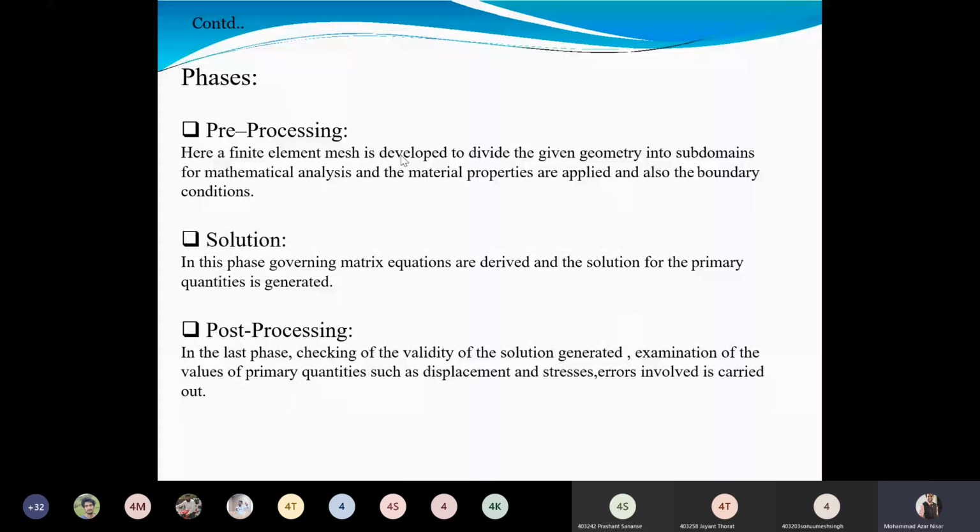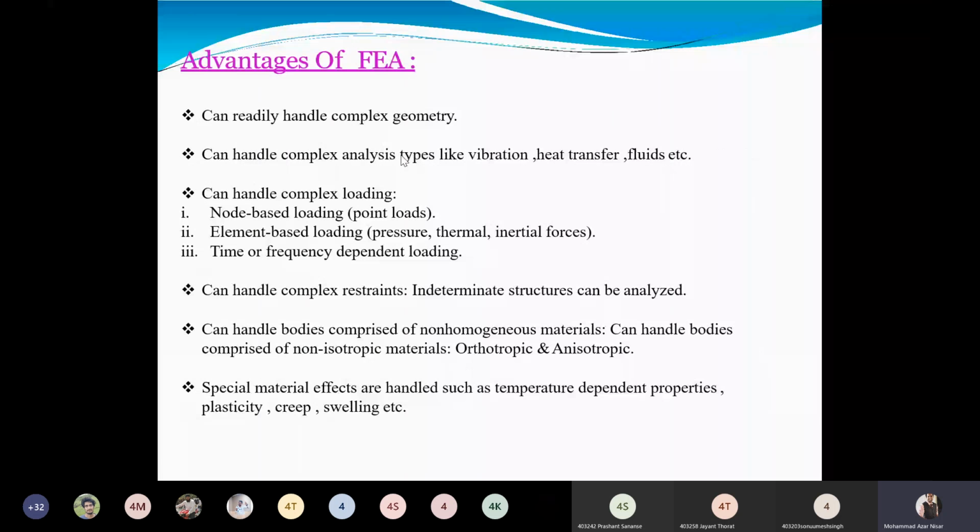And in the third phase, you get the validity of your solution, that is, what the errors are: displacement errors, stresses, strains, all related to the results. Depending upon which type of analysis, whether it is a structural analysis or a thermal analysis or another type of analysis, this is repeated and can be solved in geometries.